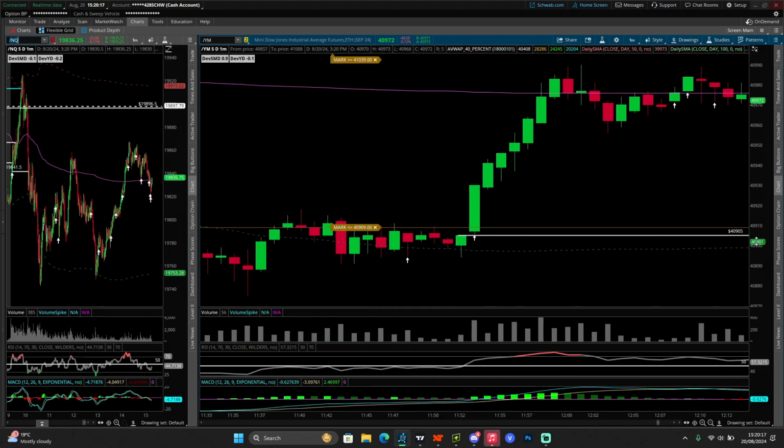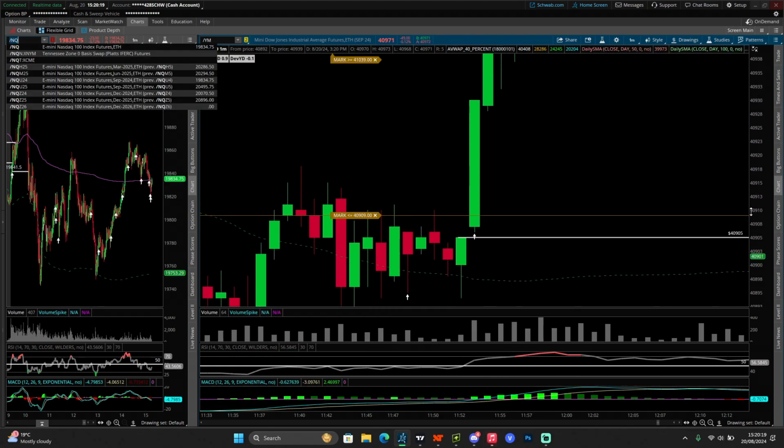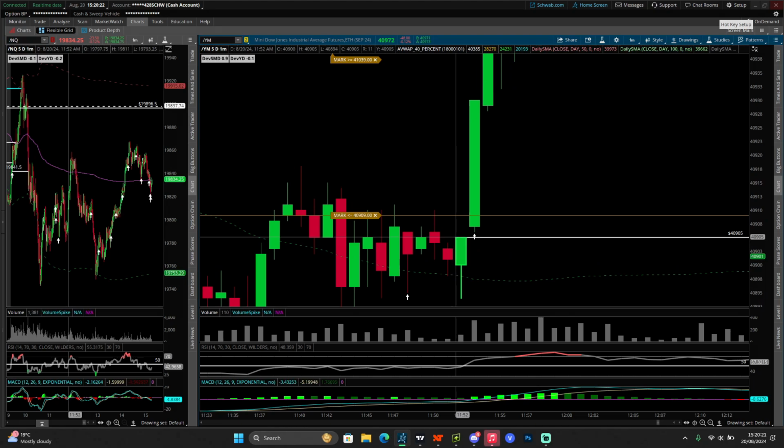So all a gap is, very simply, is you look at the previous candle's close. For example, on this green candle, the close is obviously the high because it's a bullish candle. So that is the close right there. And what you need to see is what is the next candle's, in this case, low.